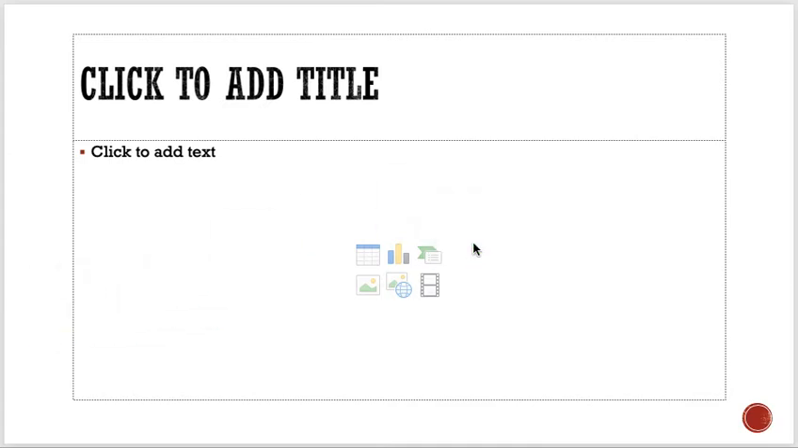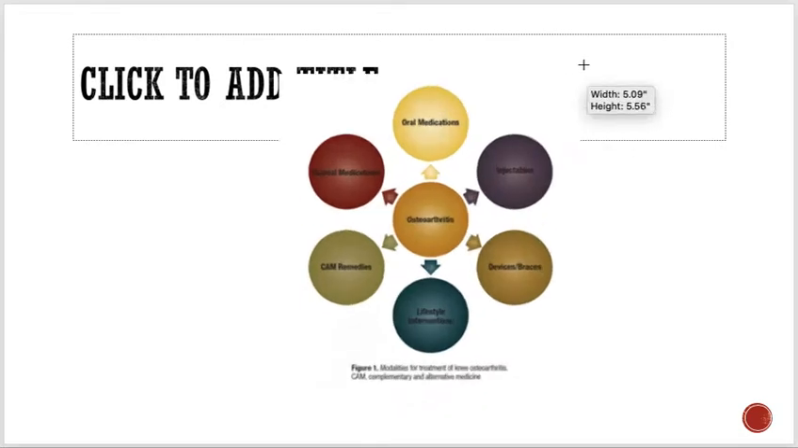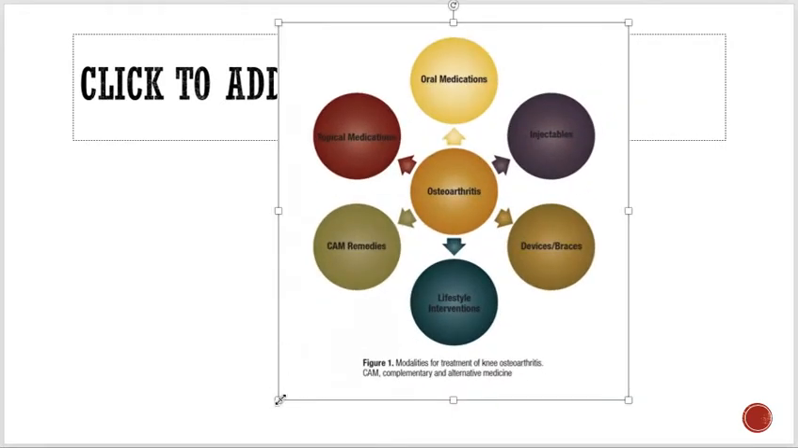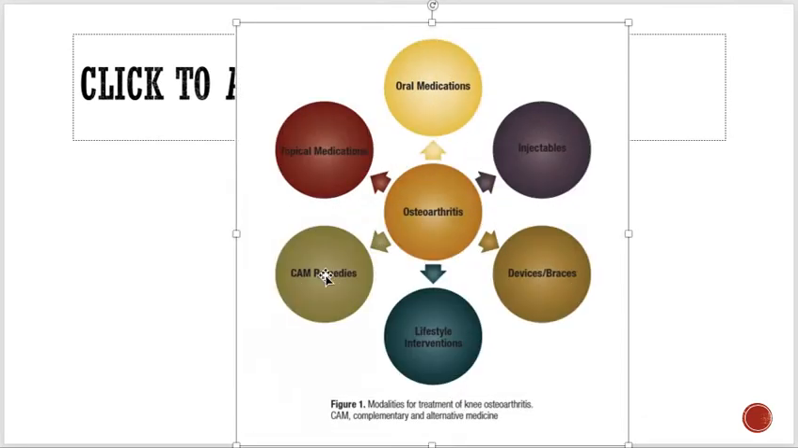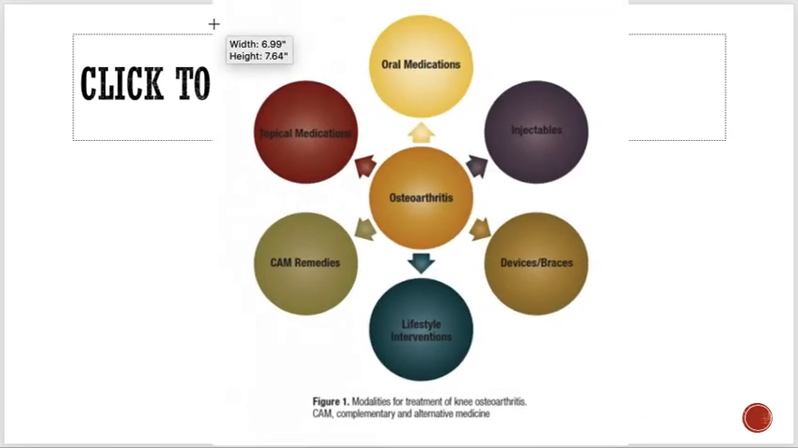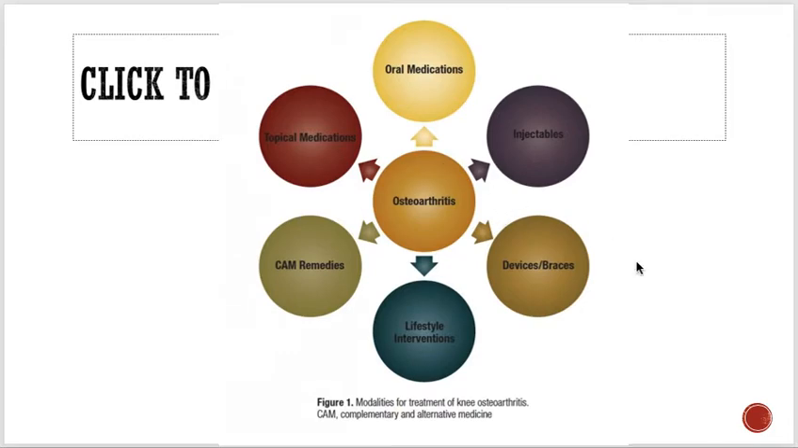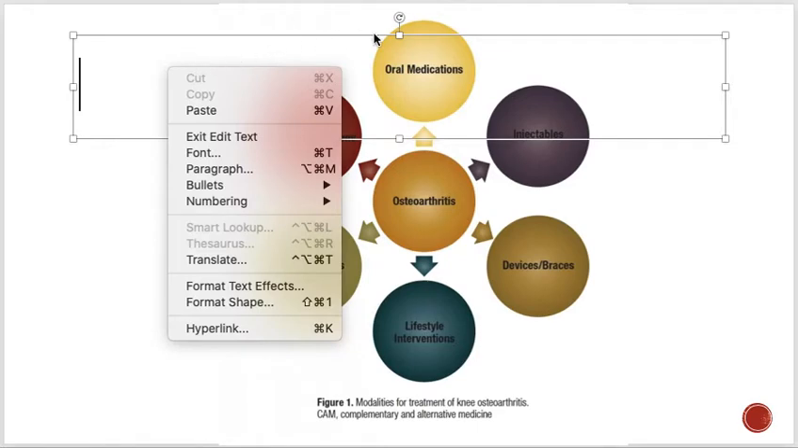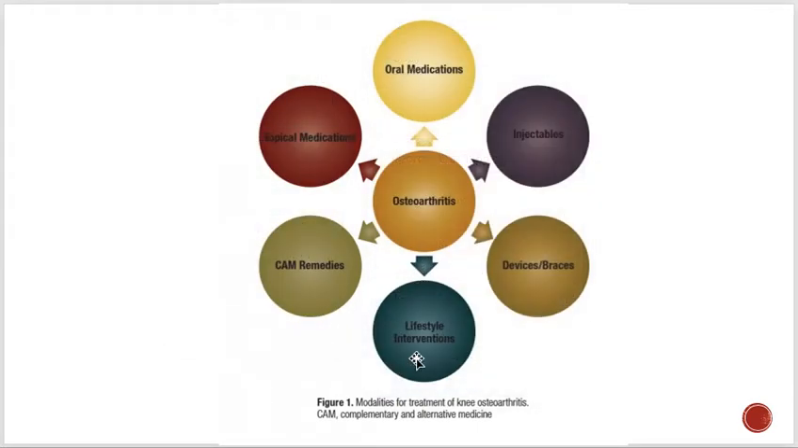Regarding the treatment for osteoarthritis, of course we have to manage this condition. So you can see over here: osteoarthritis, oral medications, injectables, devices or braces, lifestyle modifications or interventions, and complementary or alternative medications which we use. I will talk about this, and topical medications, of course.